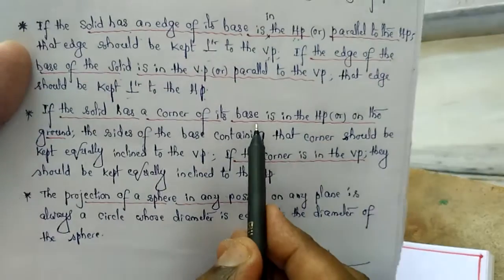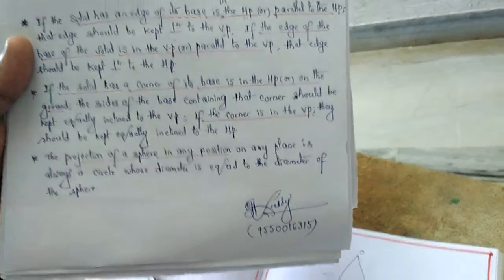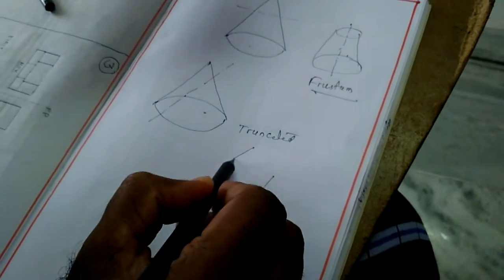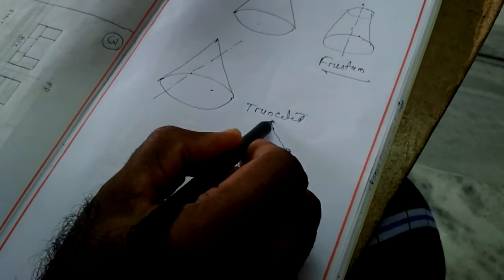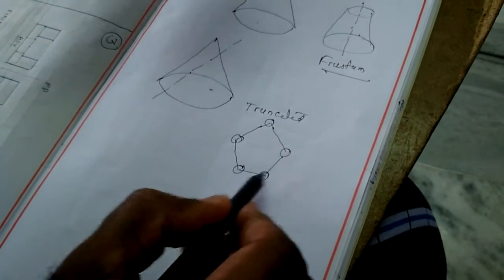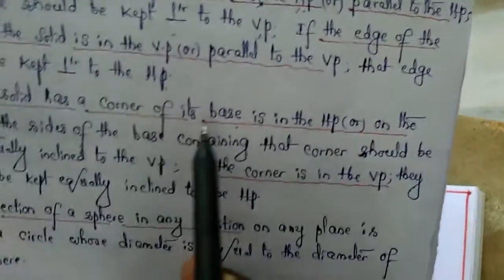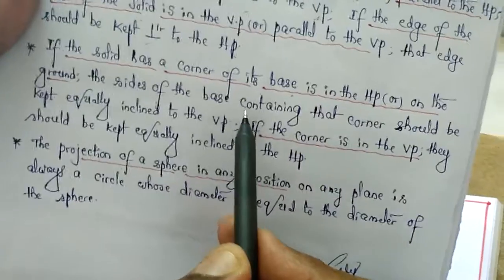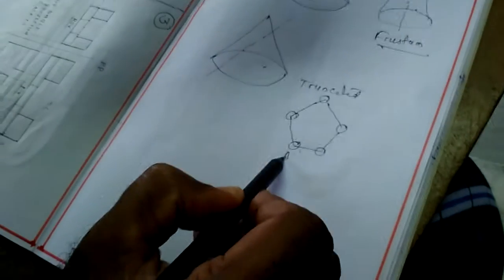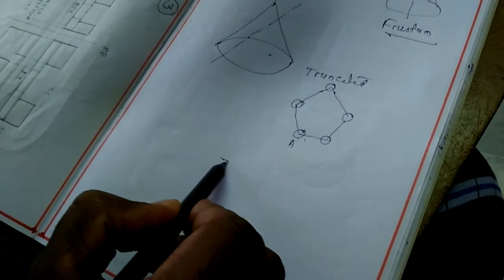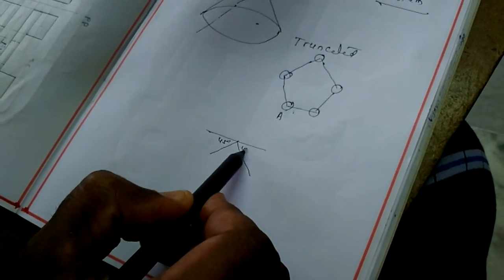Suppose a corner is in the HP. Suppose this is a pentagon. It has one corner, second corner, third corner, fourth corner, fifth corner, so the base has 5 corners. Suppose any one corner is in the HP, then the sides of the base containing that corner should be equally inclined to the VP. Suppose this is the corner A; equally inclined means 45 degrees and 45 degrees.